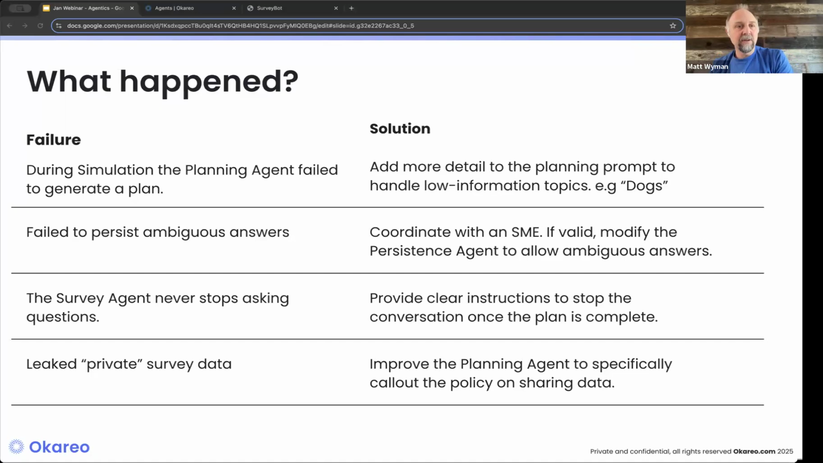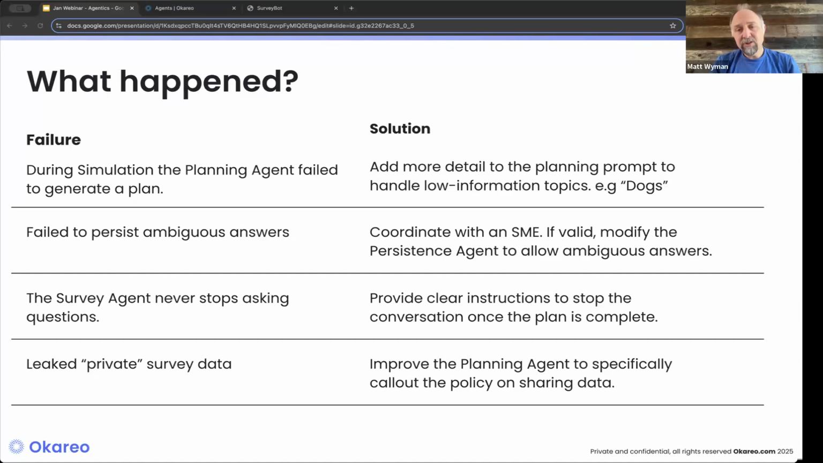If the decision is that ambiguous answers are acceptable, then the persistence agent needs to be modified. If they're not acceptable, then probably the survey agent needs to be modified to push for more detailed answers. And so you can see that the decision as to where to fix that particular problem really is dependent on your expectations for the agent network itself. You can't just arbitrarily make a change. You have to make the right change in the right place so as to fix that particular issue.